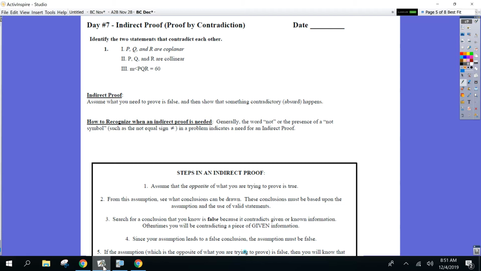Find them within your group right now. Two statements that are geometrically impossible to happen at the same time. Which two cannot happen at the same time? Therefore, they contradict each other.